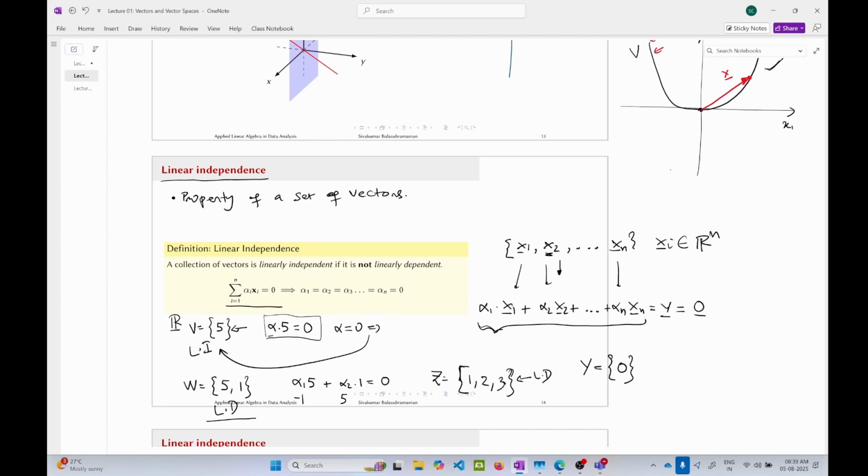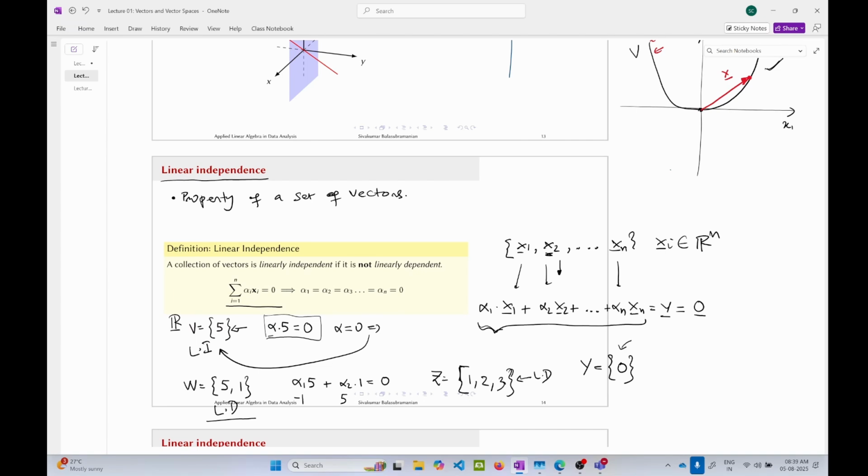Is it linearly dependent or independent? Yeah, so that means I can choose non-zero alpha that will give me 0. So here is another quick piece of news. If the set has a zero element, you immediately make it a linearly dependent set.